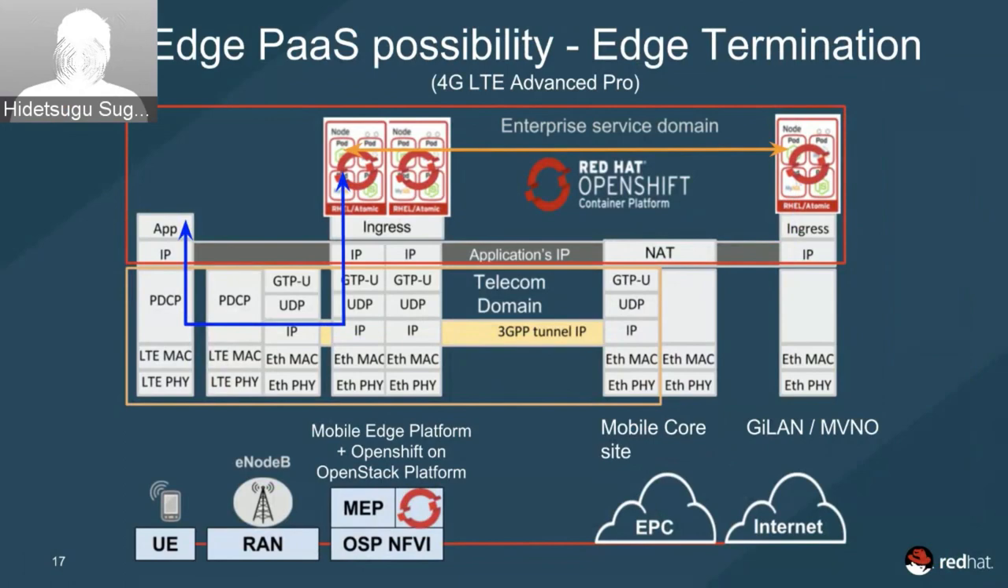Usually, a telecom carrier cannot modify the user traffic in transit in the telecom domain due to telecom regulation issues. So the edge termination traffic pattern is the right model for telecom edge PaaS because user traffic already terminates in the user's enterprise domain in this case.